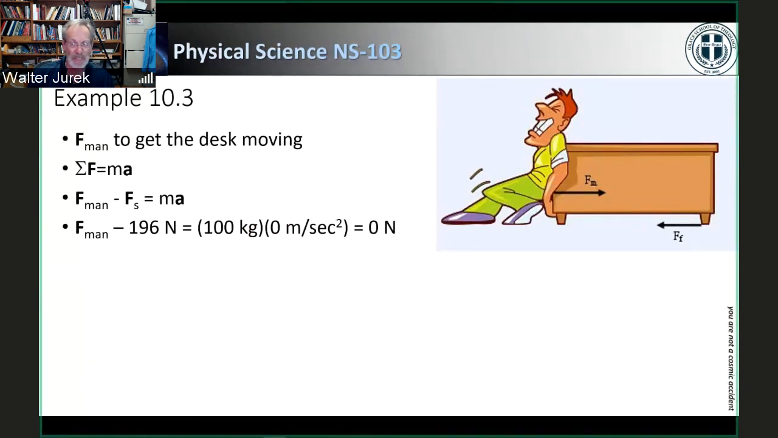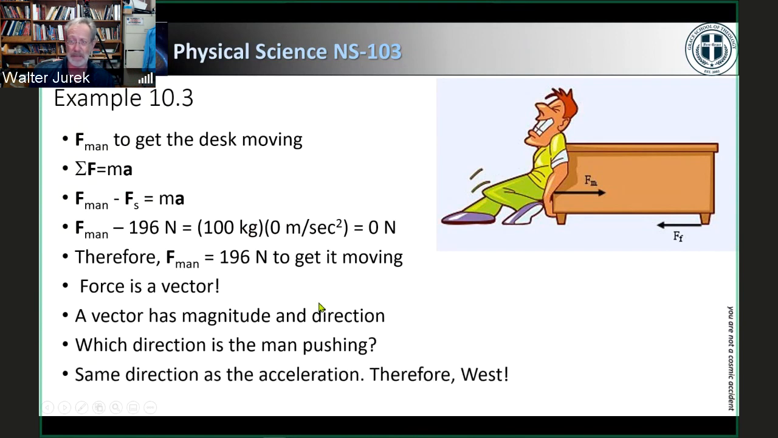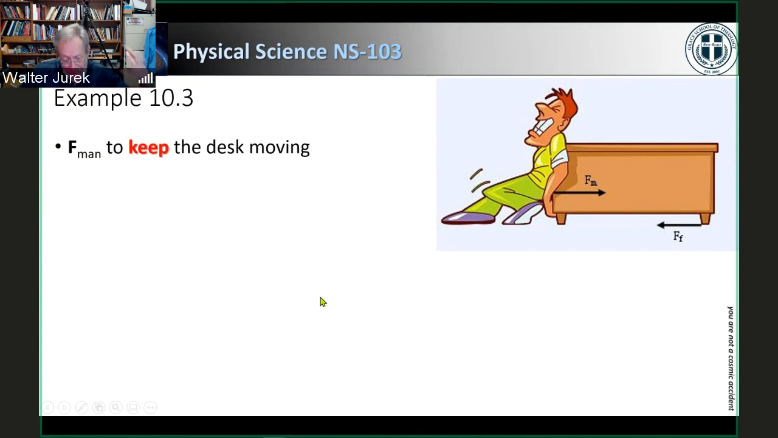So physically, if it's not moving, then whatever Joseph is pushing to the right, friction must be balancing out to the left. And that's what the math shows us. And remember, force is a vector and you have to have a magnitude and a direction. So we said that Joe's pushing the thing, right? East, so therefore, or he's pushing west, so the acceleration has to be to the west, right? Boom.